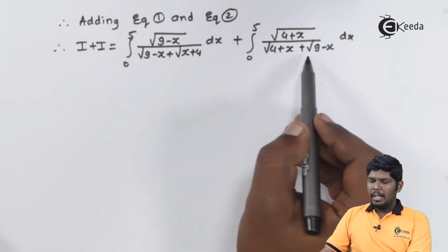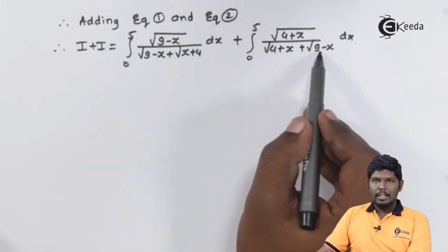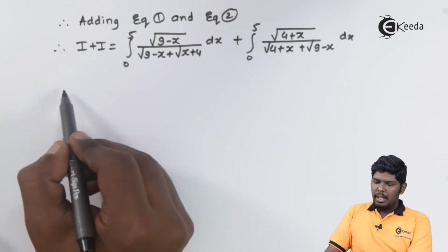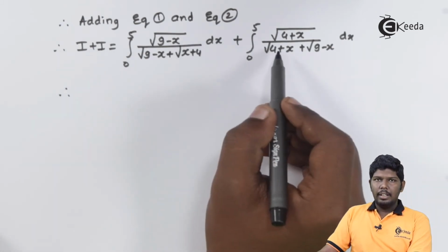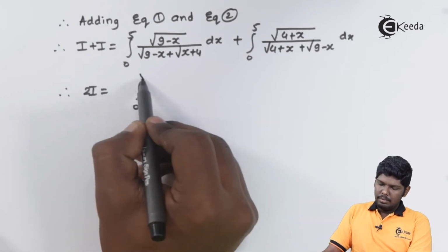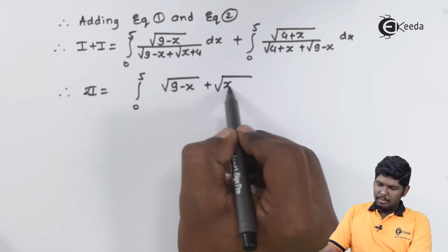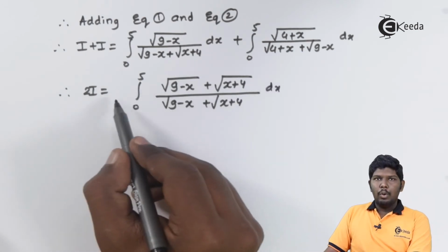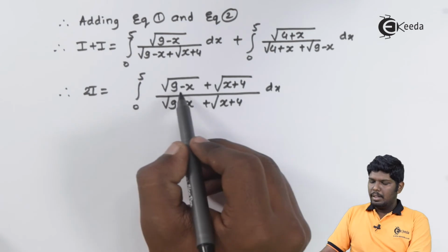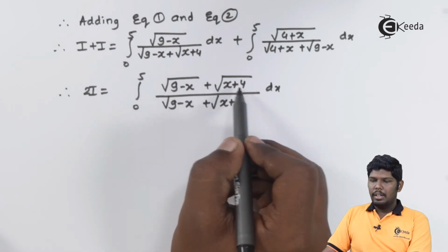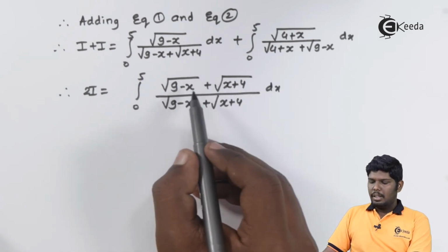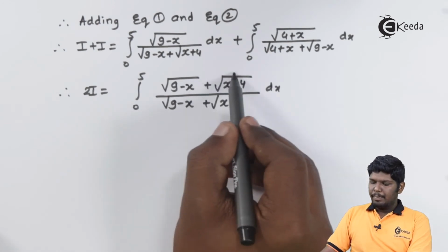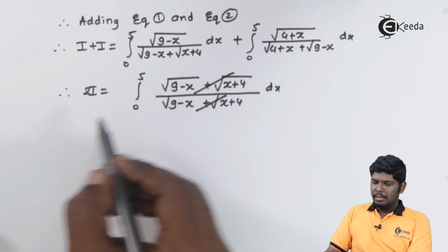As you can see, the denominator is same, under root of 9 minus x, and here we have x plus 4 and 4 plus x, both are same only. Therefore, on adding these two integrals, we have 2I is equal to integral 0 to 5 under root 9 minus x plus under root x plus 4 upon under root 9 minus x plus under root x plus 4. Both being same, numerator and denominator will be cancelled.